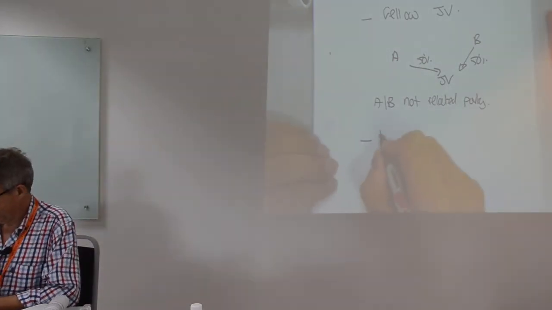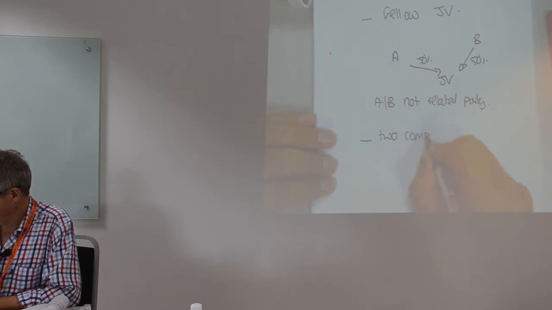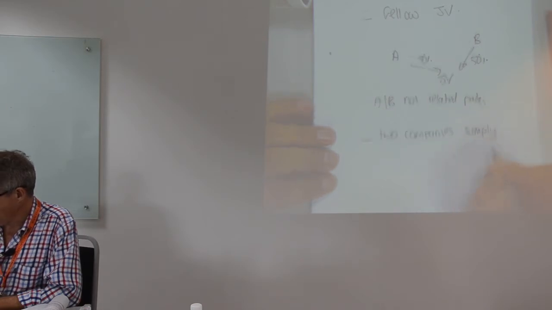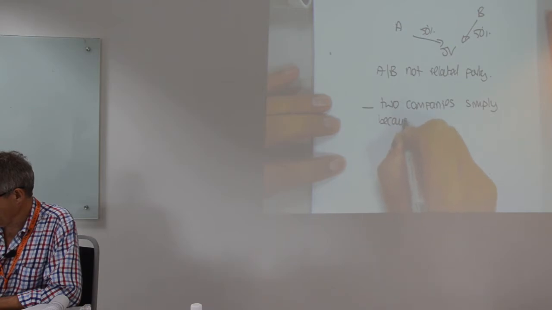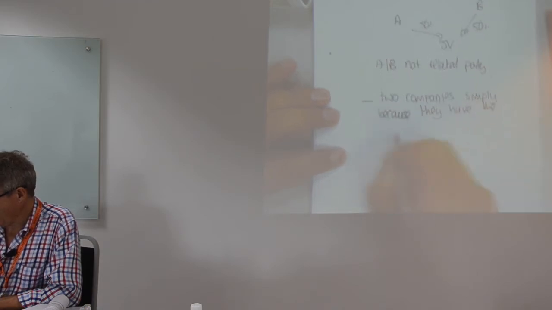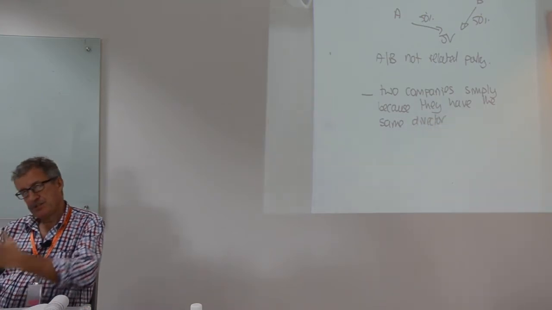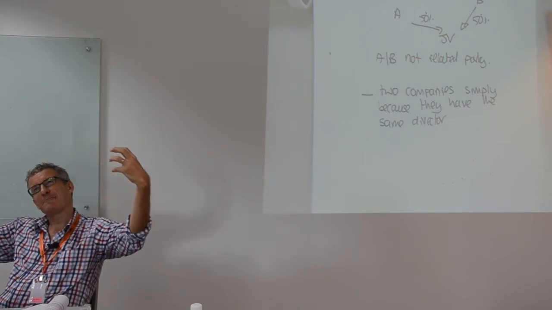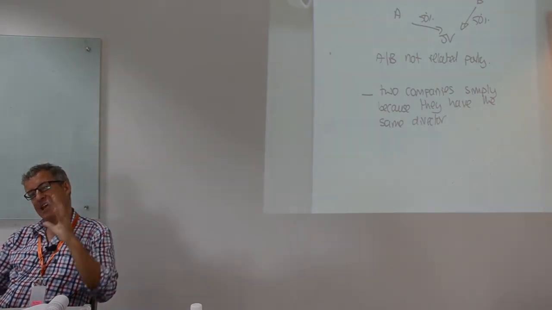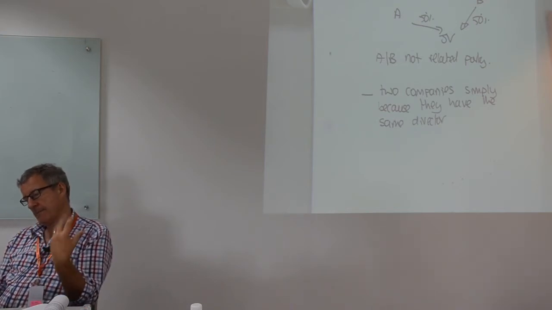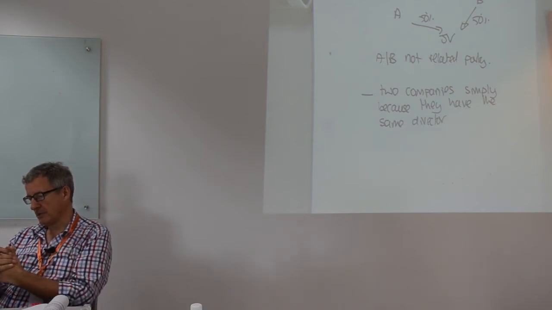Two companies are not related simply because they have the same director. So just simply being influenced by the same party does not create the related party relationship. There has to be control, there has to be influence, or there has to be common control. But the two companies will not influence each other, nor will they be subject to common control.